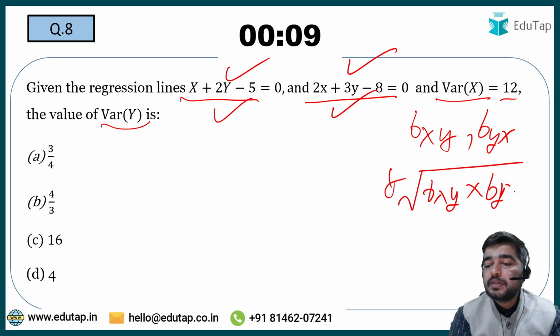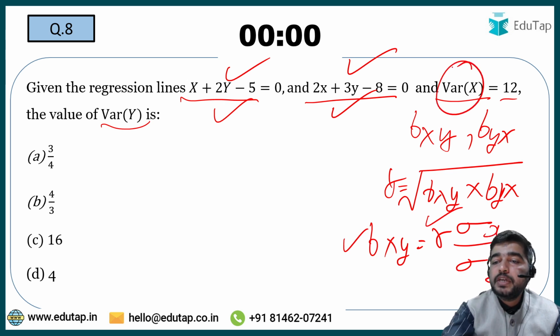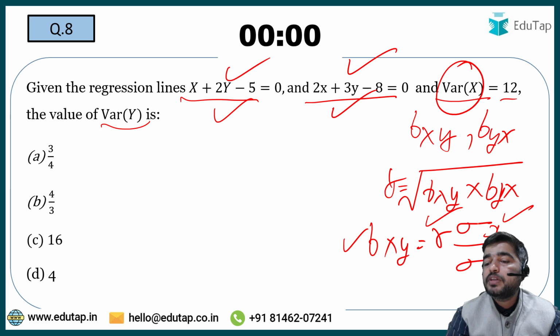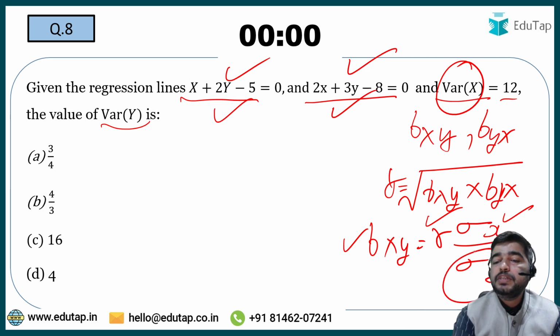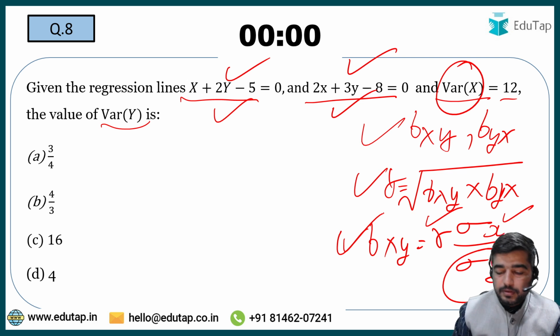These are the steps. From the correlation coefficient you have the formula bxy is equal to r into standard deviation of x over standard deviation of y. Since the variance of x is given, you can find the standard deviation of x. You have to find this. These will be three steps. So how to do these steps? I will show you.